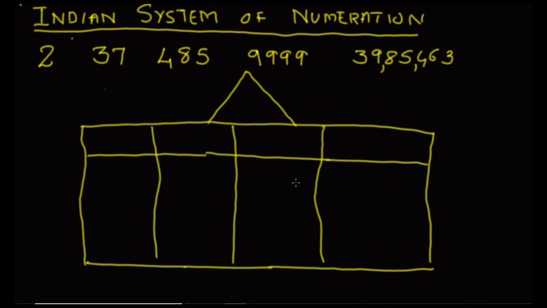And she named each room as, this is the ones room. This is the thousands room. This is the lakhs room. And finally, she said, this is the crores room. So these ones, thousand, lakhs and crores, this is what she referred to as the periods.